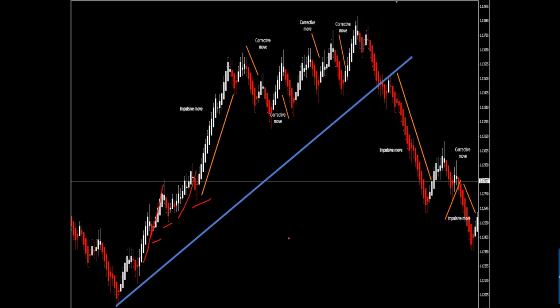Now watch the pattern which I explained: trend, correction, reversal. This is the trend above this trend line, right? Trend, correction, trend, correction, trend, correction, trend, correction, trend, correction. Look at this. This spot is what?